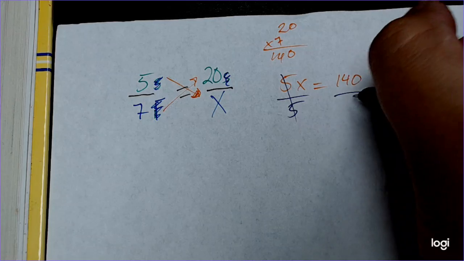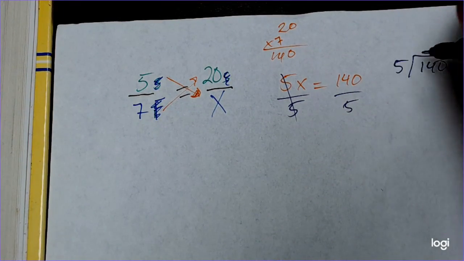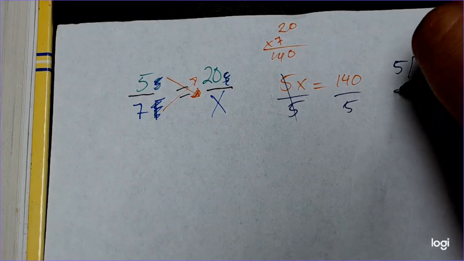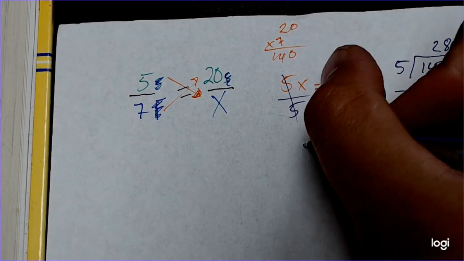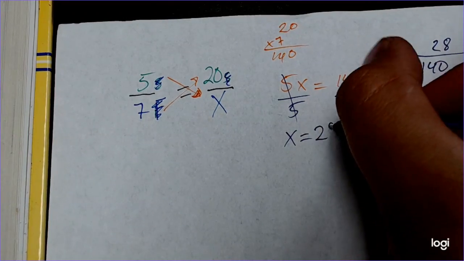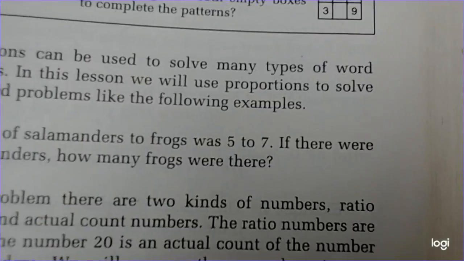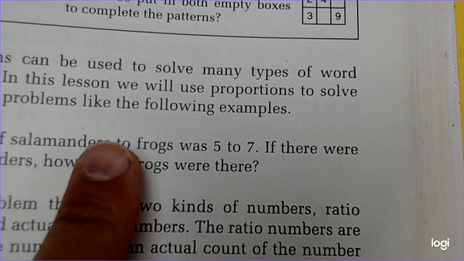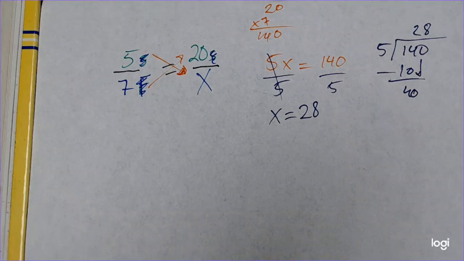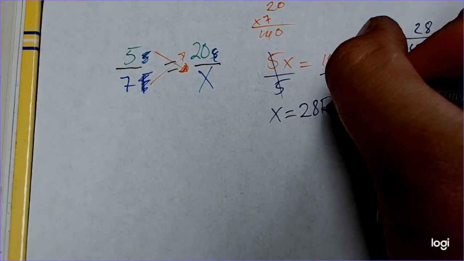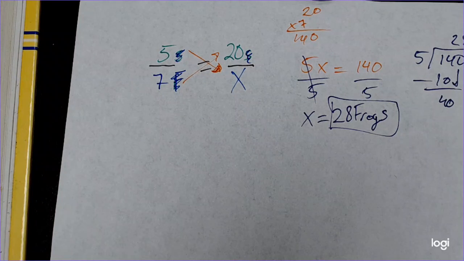Then to finish solving, I'm just going to use division. 5 goes into 14 2 times, and 5 goes into 40 8 times. So the answer is 28. Now, I'm not going to put x equals 28 though. I need to go back to my problem and realize they want to know how many frogs there were. So this is 28 frogs. And that is my final answer.